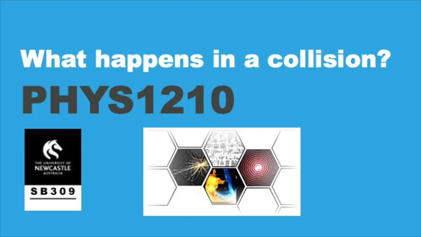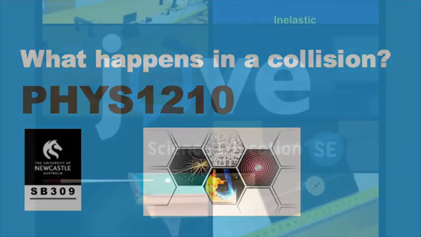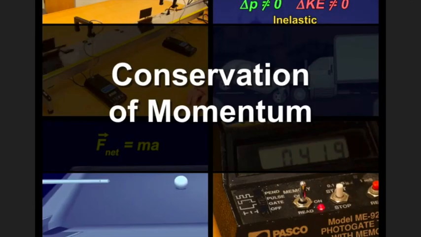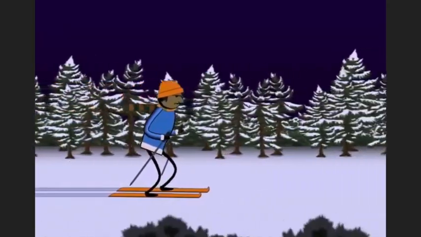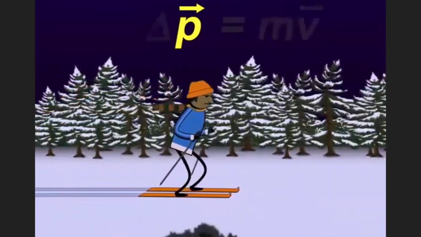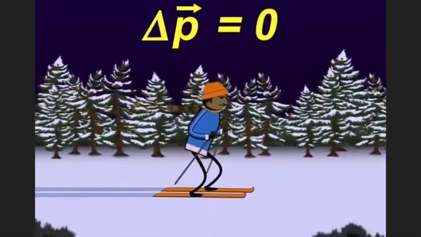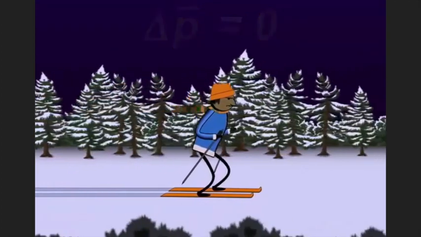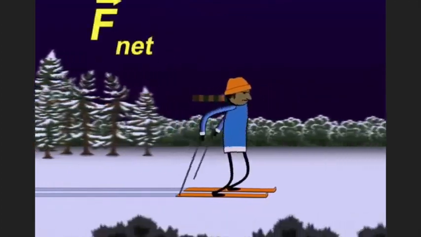This is your online laboratory session for what happens in a collision. The conservation of momentum is one of the most important laws in physics. Momentum p is denoted as the mass times the velocity, mv, and the conservation of momentum states that the change in momentum is zero. But this only applies when there are no external forces applied.